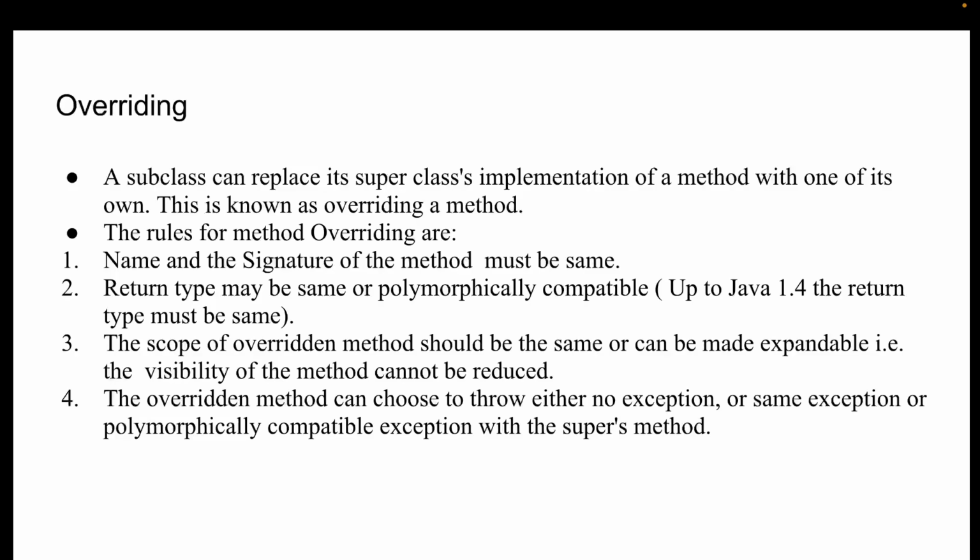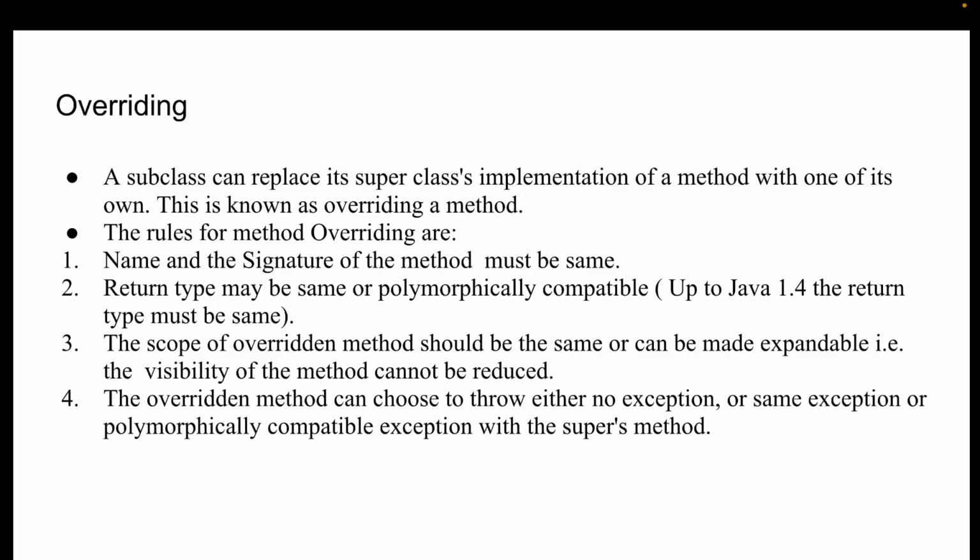That is, the visibility of the method cannot be reduced. So suppose private has the least visibility, then default has more visibility than private, and then comes protected. So protected has more visibility than default, and then comes public. So public has the highest visibility. If you go and revise your access modifiers class, you will get to see the demos.